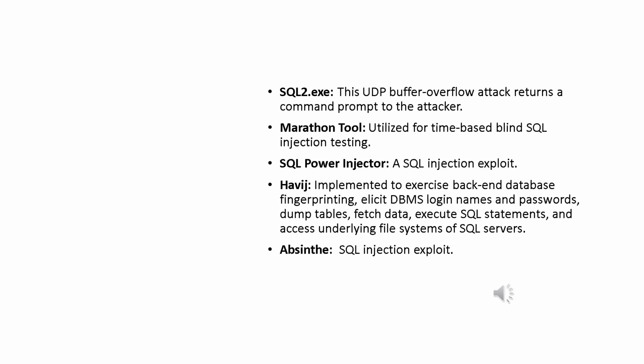SQL2.exe. This UDP buffer overflow attack returns a command prompt to the attacker. Marathon Tool, utilized for time-based blind SQL injection testing. SQL Power Injector, a SQL injection exploit. Absinthe, implemented to exercise backend database fingerprinting, elicit DB and MS login names and passwords, dump tables, and fetch data. It can execute SQL statements and access any underlying file systems of SQL servers. And last but not least, Absinthe, which is an SQL injection exploit.